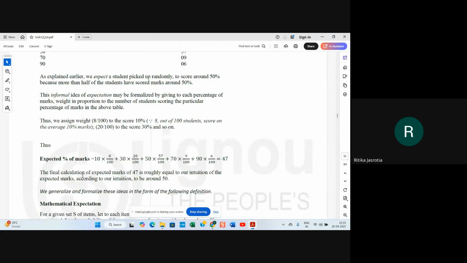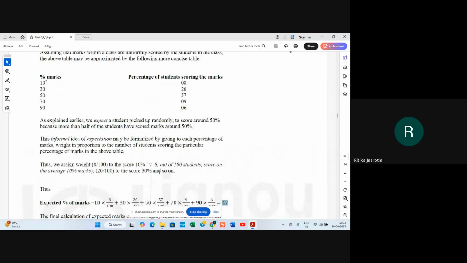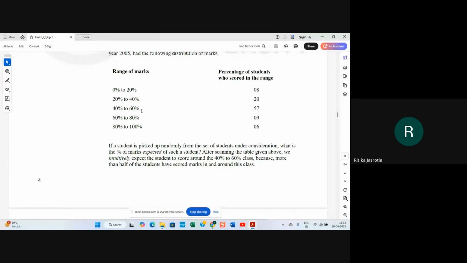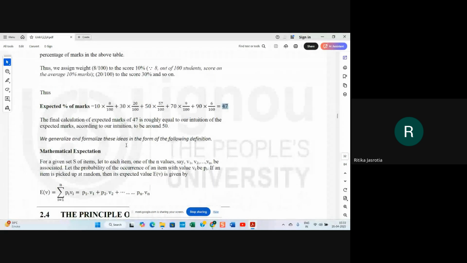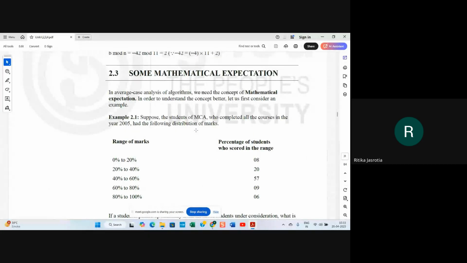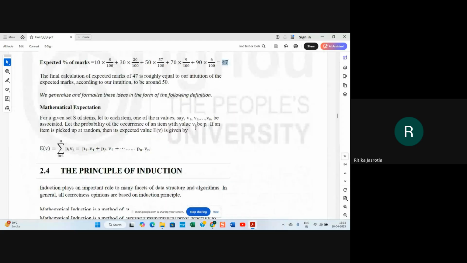So the final calculation of expected marks, 47, is roughly equal to our intuition of the expected marks, which we expected to be around 50. So 47 is between 40 and 60. So 47 is the expected percentage of marks of that student, whatever student we pick up. So this is how mathematical expectation is calculated, right?